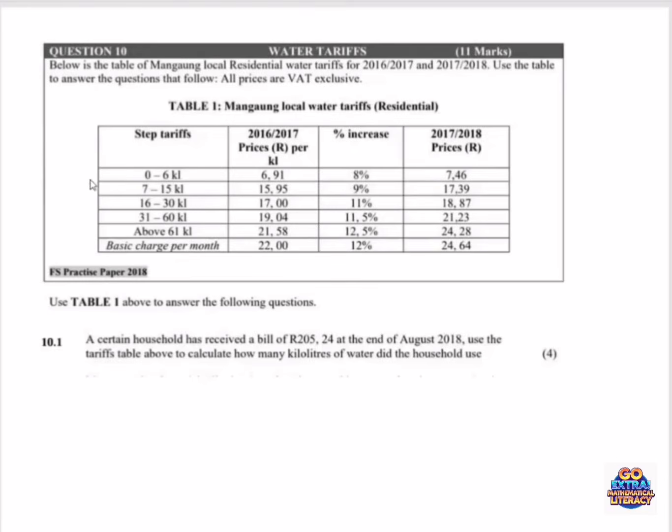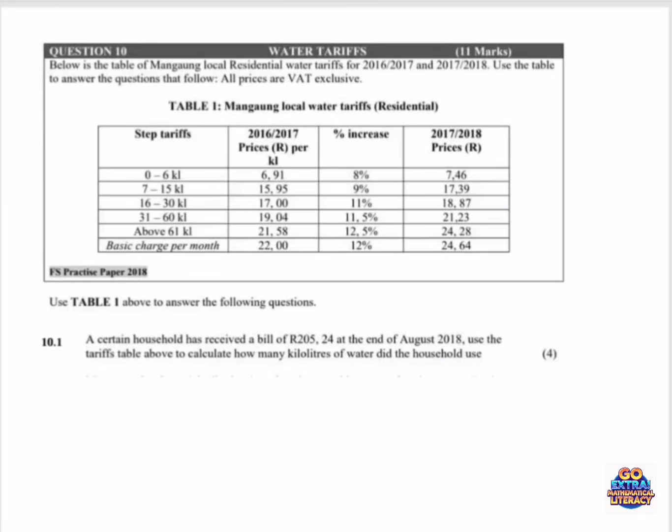Now the question says use the table above to answer the following question. A certain household received a bill of 205 rand 24 cents at the end of August 2018. Use the tariff table above to calculate how many kiloliters of water the household used.